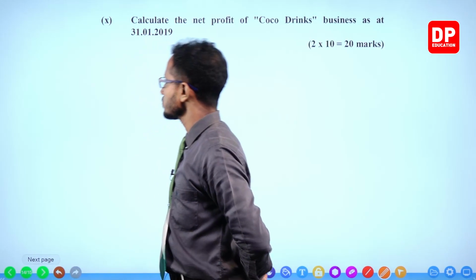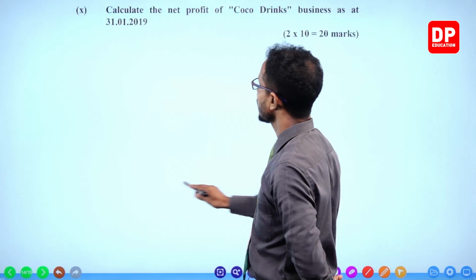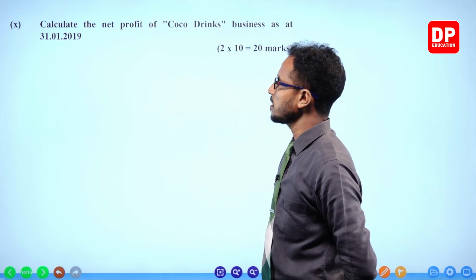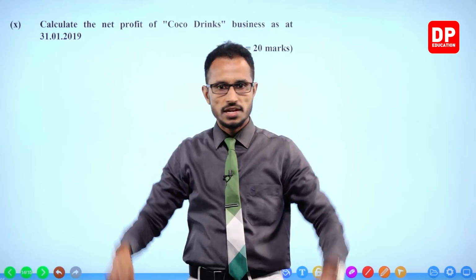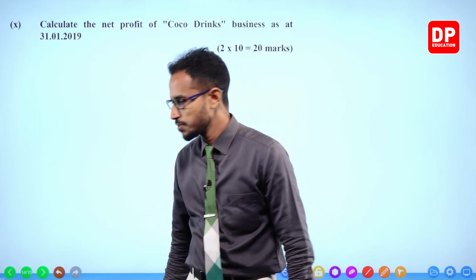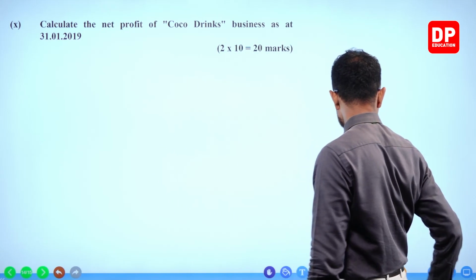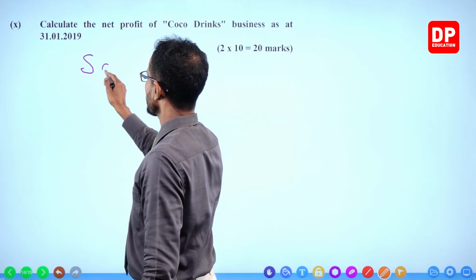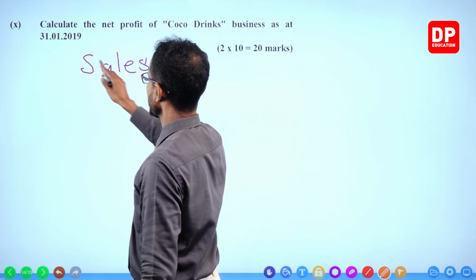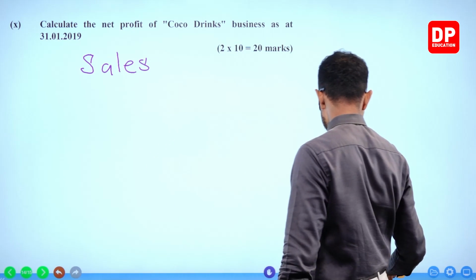Last question. Calculate the net profit of the cocoa drinks business. Oh, okay. Calculate the net profit of the cocoa drinks business. Don't draw an entire profit or loss statement, okay? Just do a quick calculation. Take the sales income on top and put it here on top.